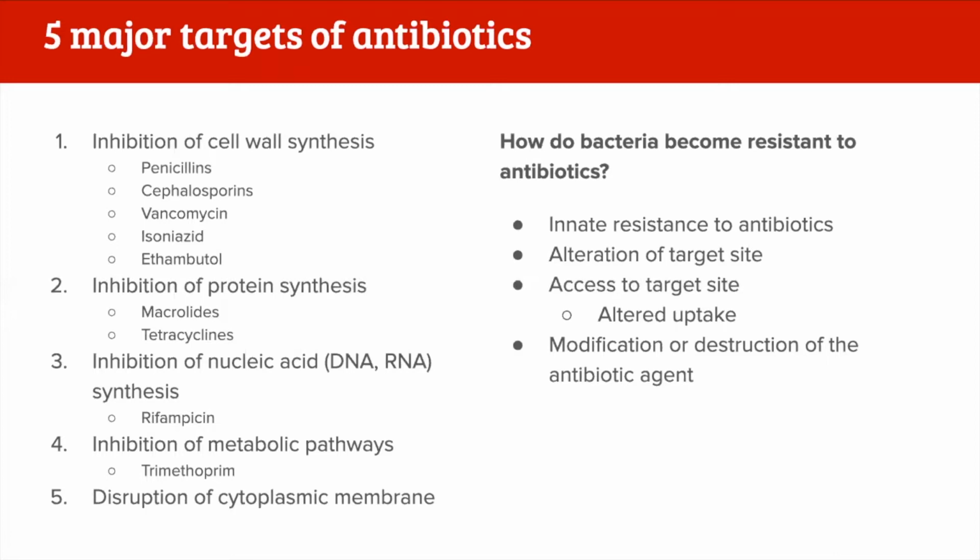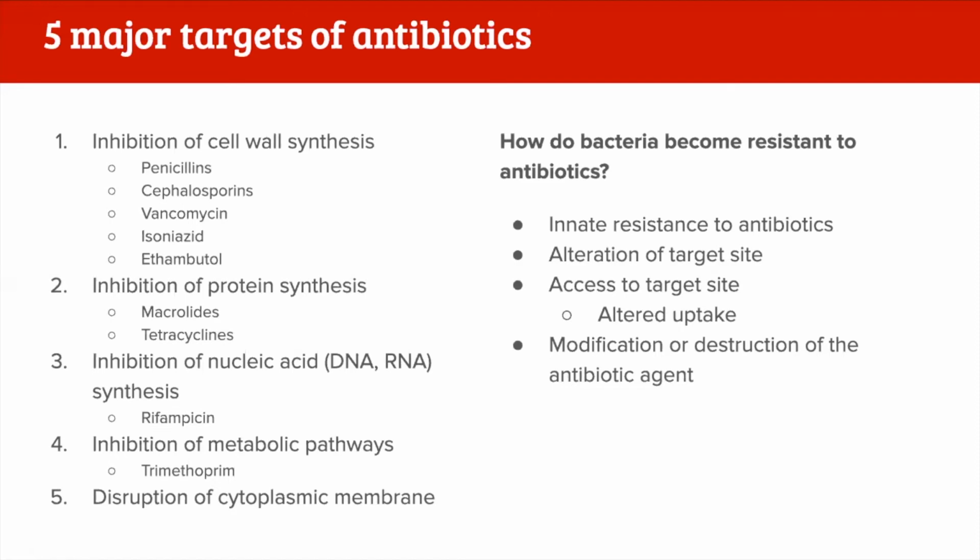Antibiotics can also inhibit protein synthesis, so macrolides and tetracyclines. They can also inhibit nucleic acids, so DNA or RNA synthesis, so drugs like rifampicin. They can also inhibit metabolic pathways, so trimethoprim. And they can also disrupt the cytoplasmic membrane.